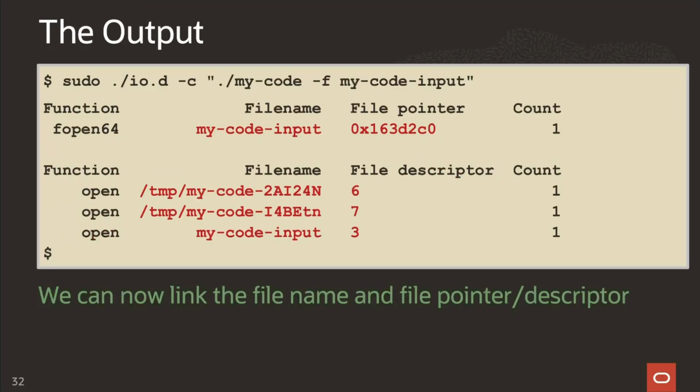Run the program as usual. And what we get is the 2 tables. One is for the fopen64. Now it shows not only the file name, but also the file pointer, which is really nice. And then I have 3 invocations of open with the file names and the file descriptors. And now we know why the same file name appears in both fopen64 and open.